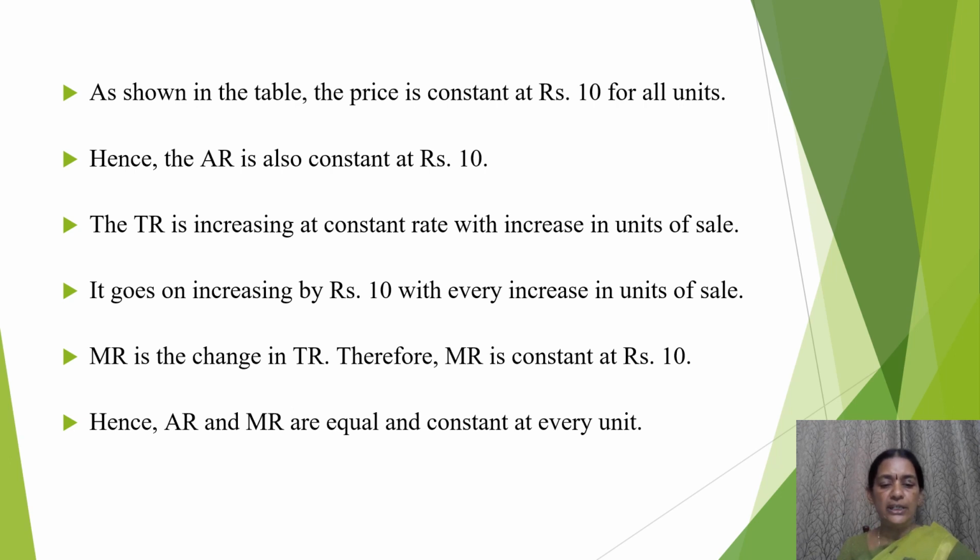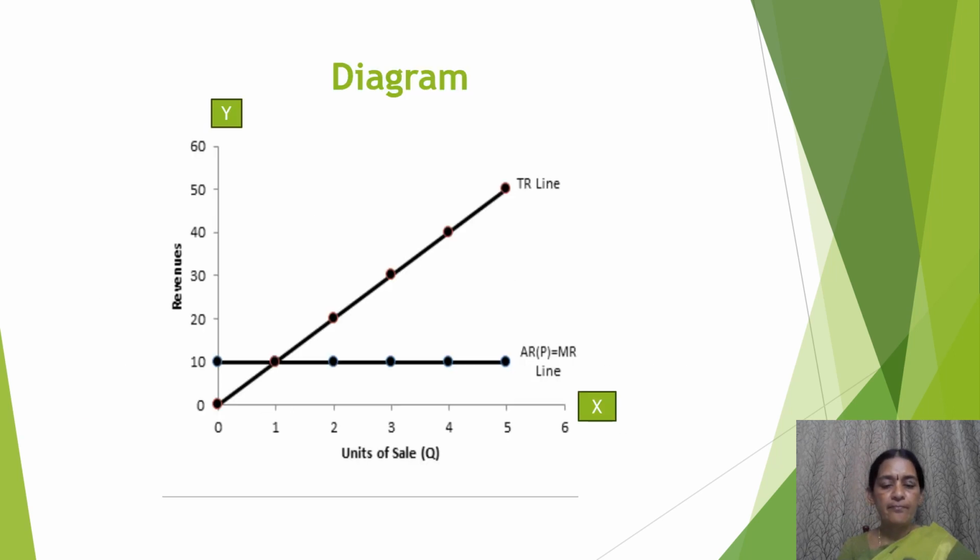MR is the change in TR. Therefore, MR is constant at rupees 10. Hence, AR and MR are equal and constant at every unit. This diagram shows the shape of the total revenue, average revenue and marginal revenue curves. The X-axis represents units of sale and the Y-axis represents revenue. TR is the total revenue line, and AR, MR and price are horizontal lines which are parallel to the X-axis.